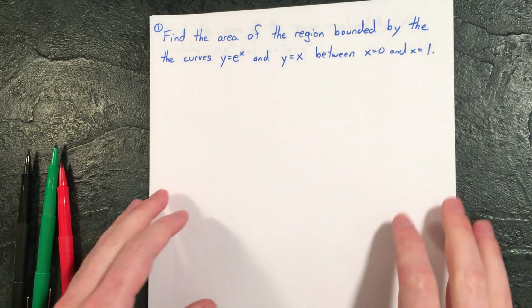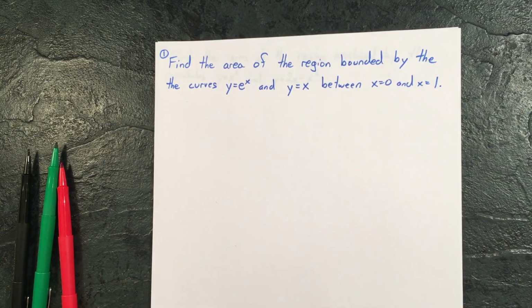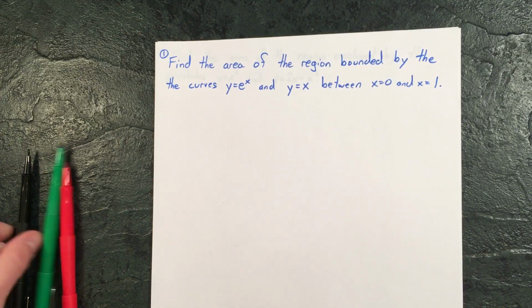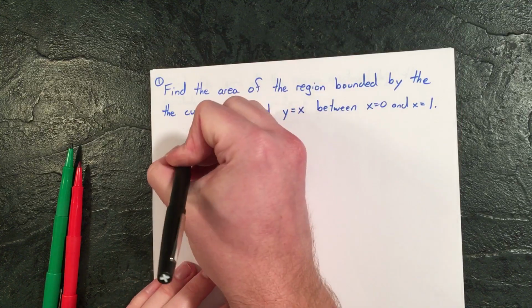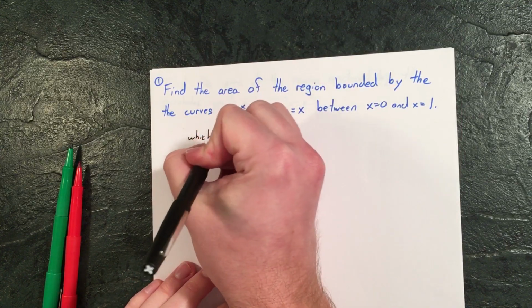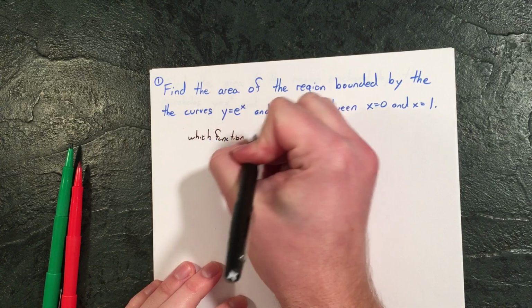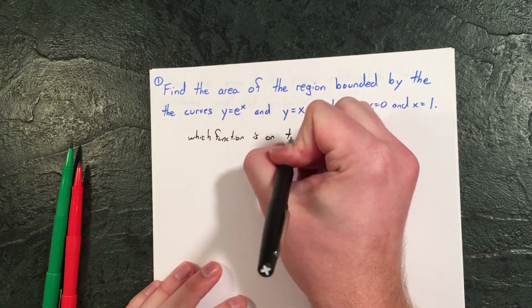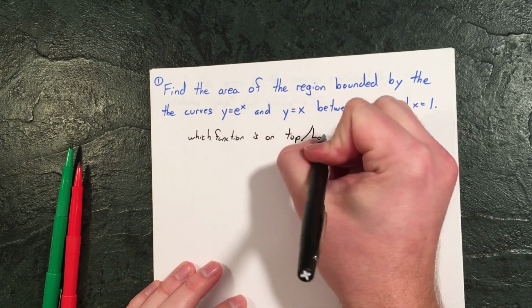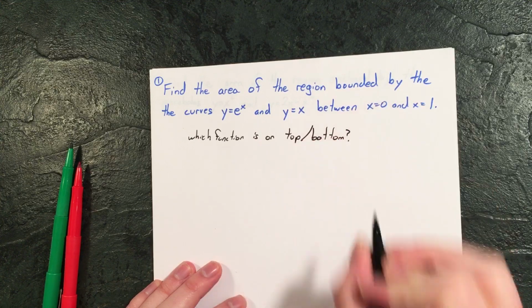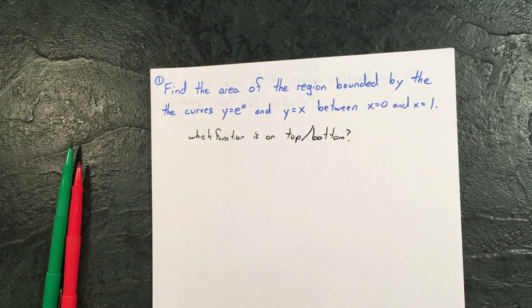Let's look at our first example here. We want to find the area of the region bounded by the curves y equals e to the x and y equals x between 0 and 1. Yet again, our big issue here is which function's on top and which one's on bottom. Once you have that figured out, the area between curves is actually not that bad.